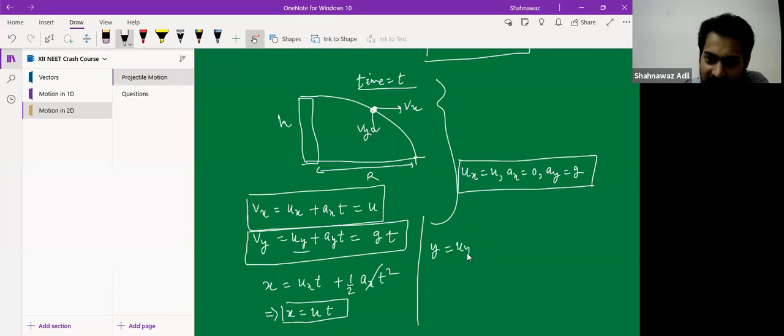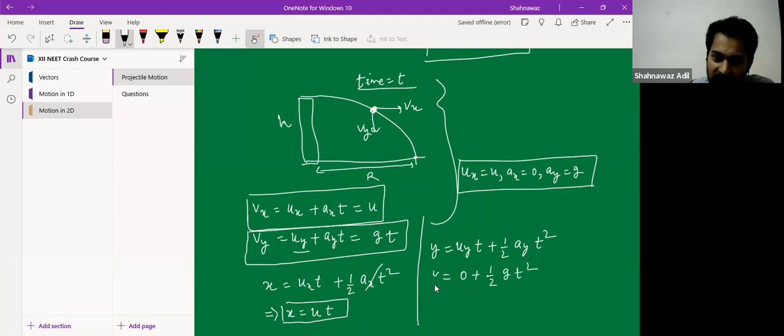This will be uyt, right? Plus half ayt square, right? Yes, sir. So uy is 0. So plus half ay is g, so y is half gt square. Okay. And from here we can calculate the value of t, right? T we can calculate from where? Can you tell me?